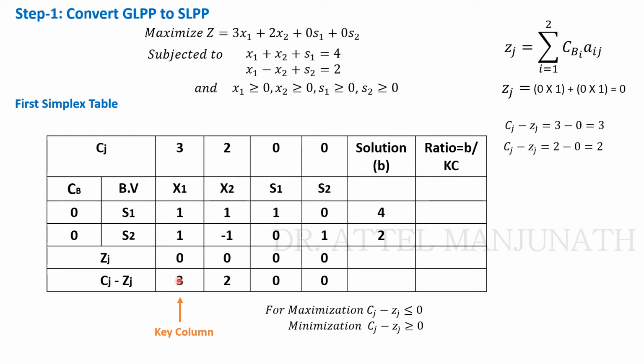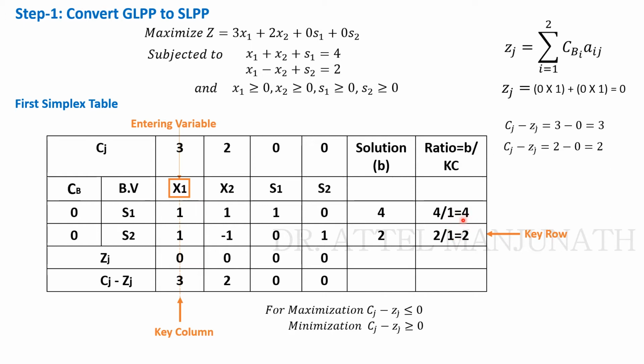So this column represented here is considered as the key column. In this key column, the variable represented is x1, so this will become the entering variable for the next iteration. With respect to the values in the column, you need to calculate the ratio. In the solution, you have 4. Divide this 4 by the key column value, and you will get the ratio here. 4 divided by 1, you will get 4. Similarly, 2 by 1, you will get 2. So this is how you need to calculate the ratio.